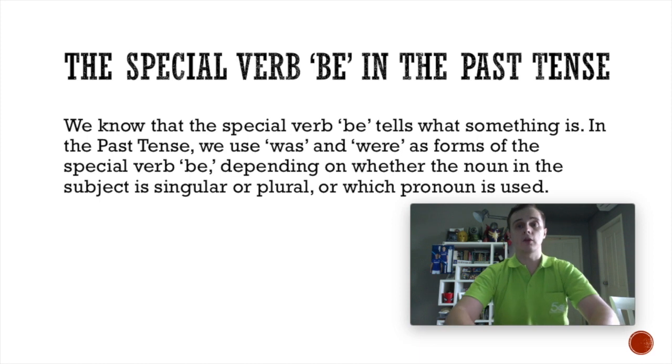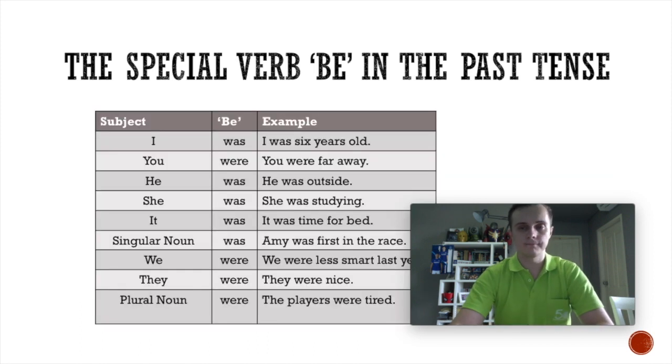Last week we learned about the rules for writing the special verb be in the present tense. We know that the special verb be is used to tell what something is. In the past tense, we still use the special verb be, and we use the words was or were, depending on whether the noun in the subject is singular or plural, or depending on which pronoun we use.